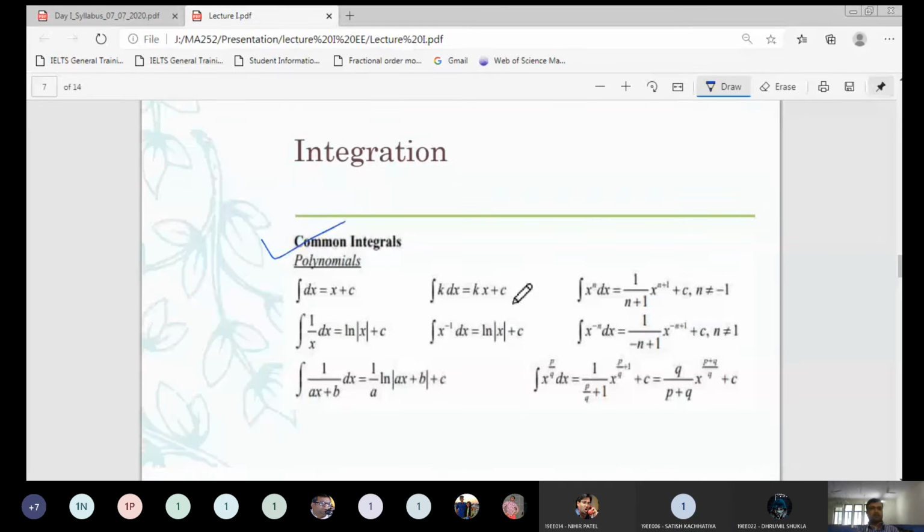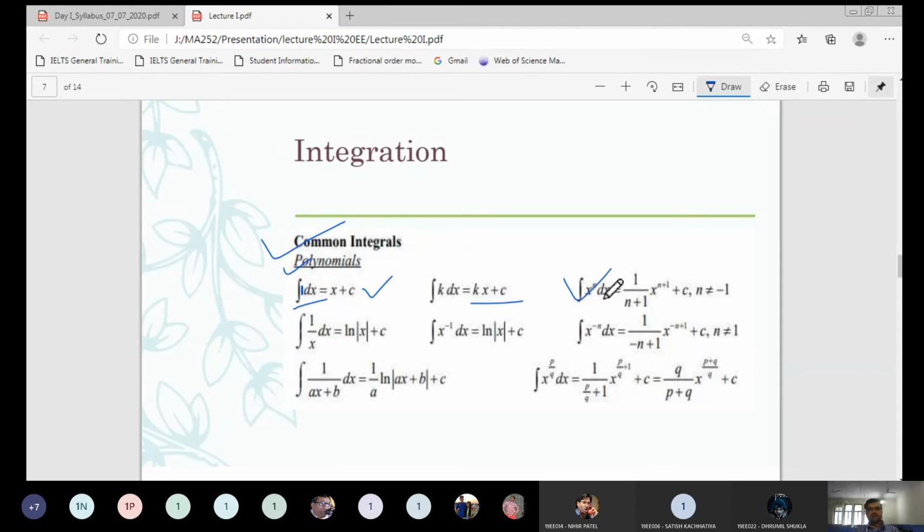Then yes, we go for common integrals. In common integrals, first we will discuss polynomials. That means integration of d of x. If the function f of x is equal to 1, then the integration of 1 is x plus c. If the integrand is k, then the integration of k dx is kx plus c.